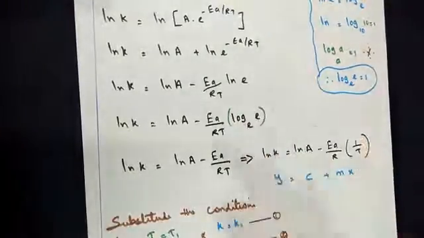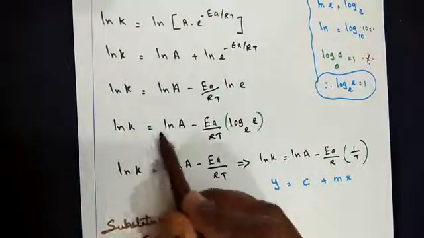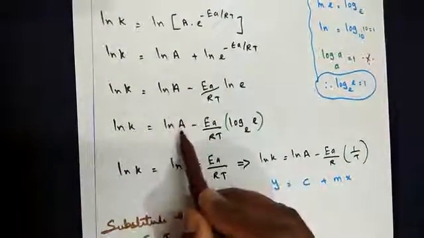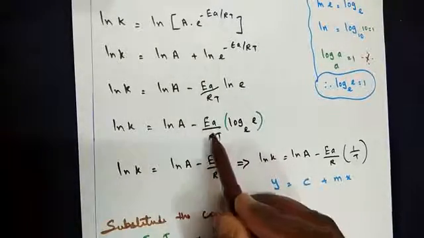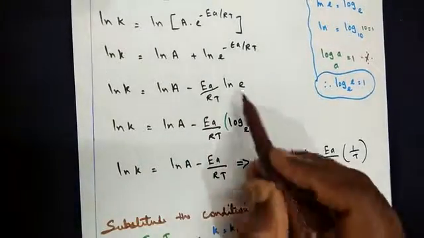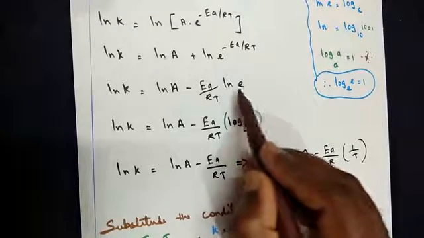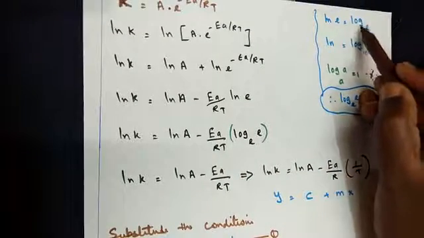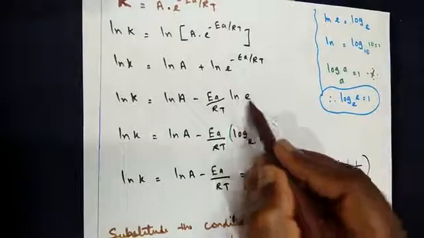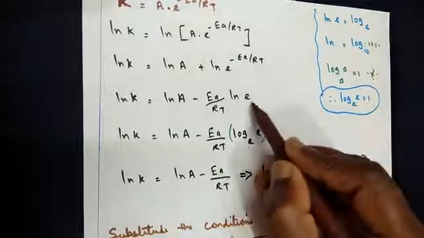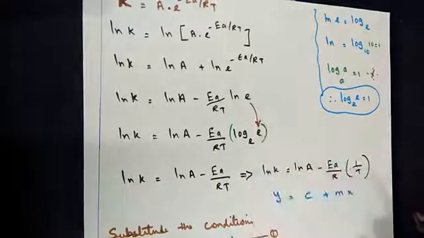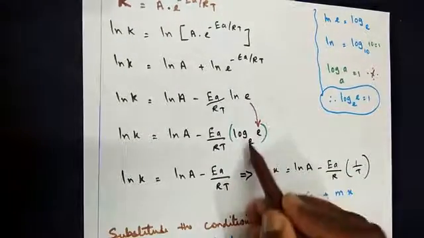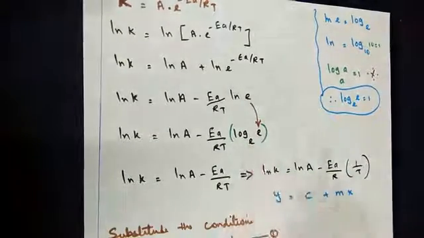So substituting that, natural log of k is equal to natural log of a. All this term remains as it is, minus Ea by RT. Instead of writing natural log of e, we are substituting this term, log to the base e. So this is in terms of log to the base e. This e is from the previous step here. So natural log is replaced with a log to the base e.